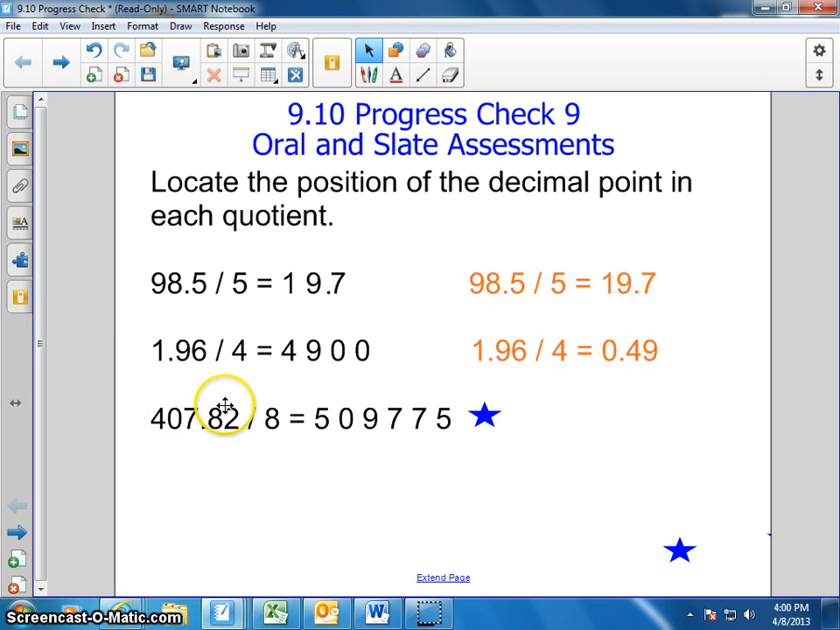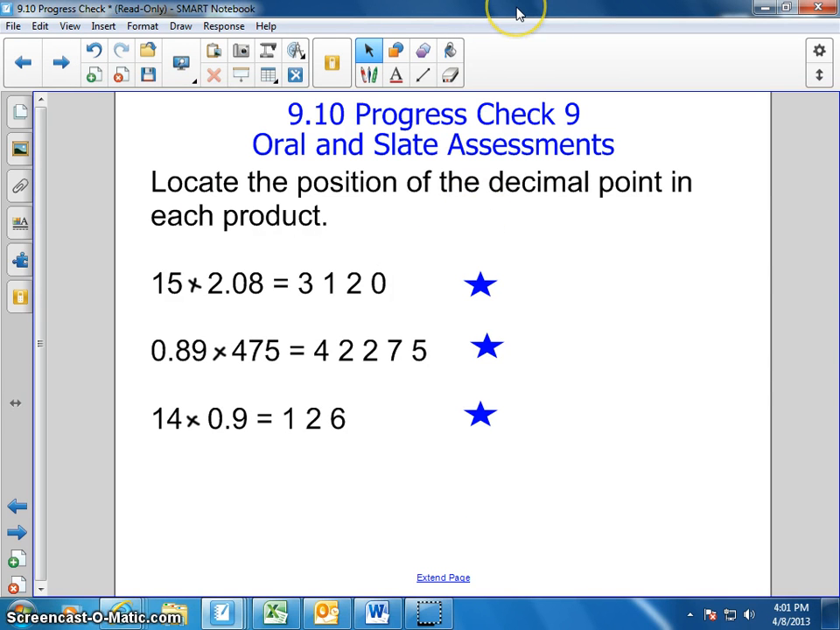Here we have about 400 divided by 8. So let's think, where are we going to put the decimal point? Well, it can't be here because 500's greater than 400, and if you divide 400 by 8, that's too much. But 5 might be too little, so I'd say the perfect spot would be 50.